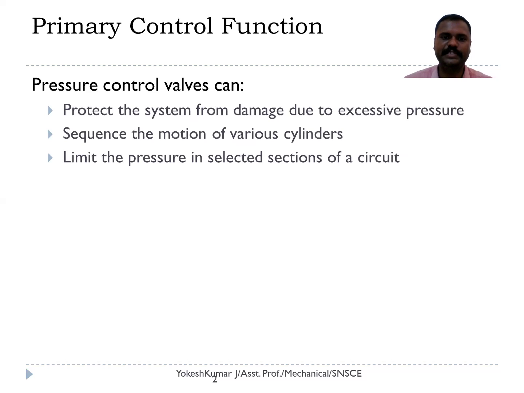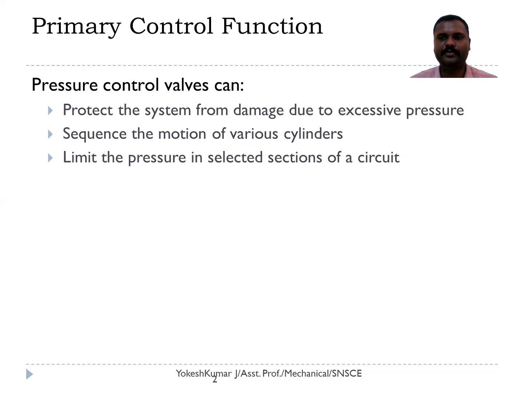The second thing is to sequence the motion of various cylinders, especially more than one cylinder, like 2 or 3 hydraulic cylinders we are using in the circuit. We need to sequence the motion of cylinders: which cylinder has to be operated first, followed by the next cylinder and the next. This is done with the help of the pressure sequence valve.